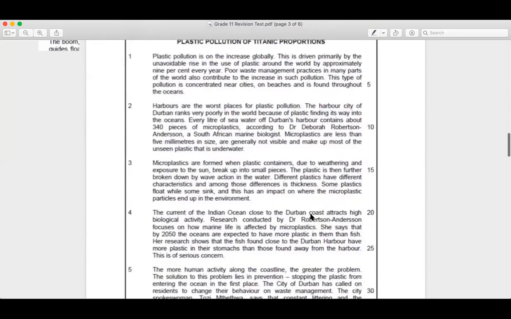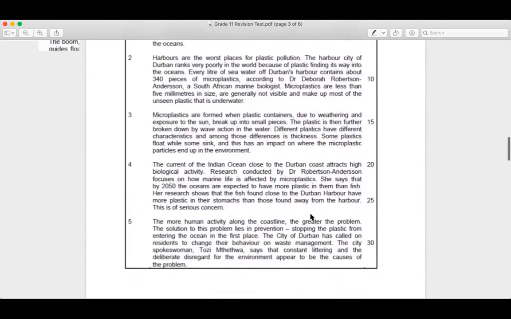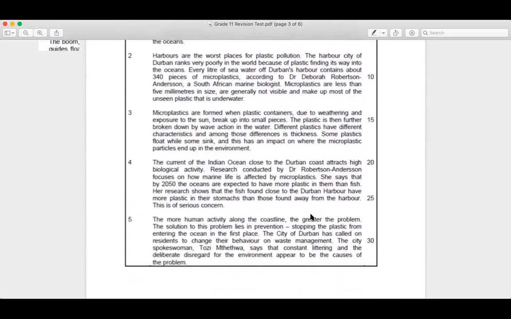This type of pollution is concentrated near cities, on beaches, and is found throughout the oceans. Harbors are the worst places for plastic pollution. The harbor city of Durban ranks very poorly in the world because of plastic finding its way into the oceans. Every liter of seawater off Durban's harbor contains about 340 pieces of microplastics, according to Dr. Deborah Robertson Anderson, a South African marine biologist.